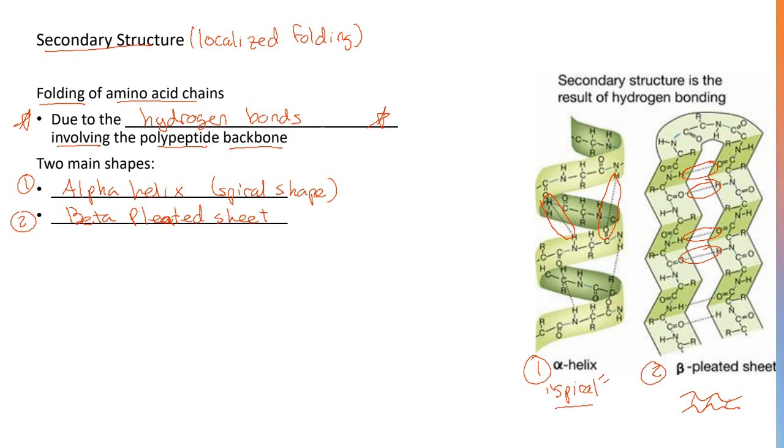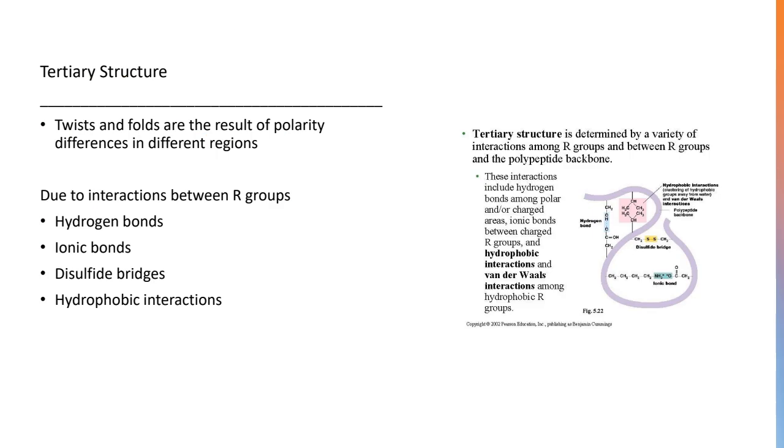So again, remember, secondary structure is some kind of folding. It's mostly localized in smaller different parts of the polypeptide chain. It's due to hydrogen bonds in the backbone, okay, of the polypeptide chain, and two main forms, alpha helix and beta pleated sheet. And then there's going to be even more folding, and this is going to be the tertiary structure.